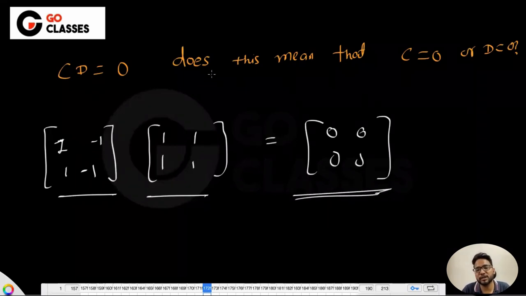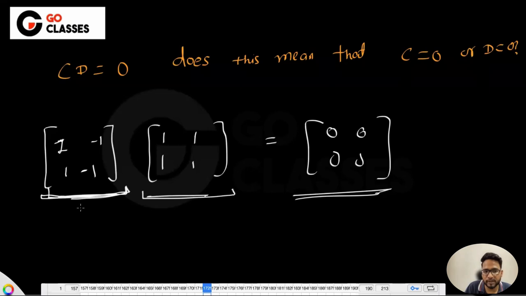So if CD equal to 0, then this does not mean that C equal to 0, D equal to 0. How C is 0, Yuvraj? C is a non-zero matrix. Don't go for determinant or these kind of things. This is a matrix which is a non-zero matrix, and it is also a non-zero matrix.